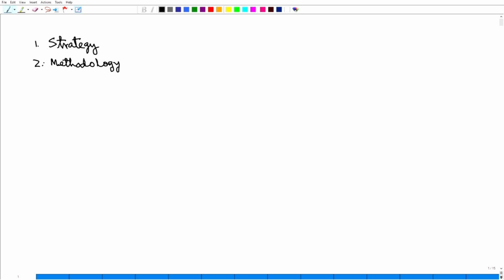About the methodology, I will tell you the first is the template method. Okay, this is the first method I will describe, and I will tell you in terms of a story.